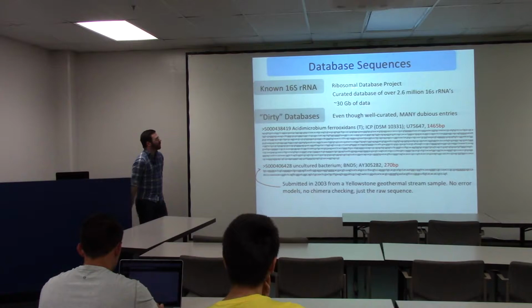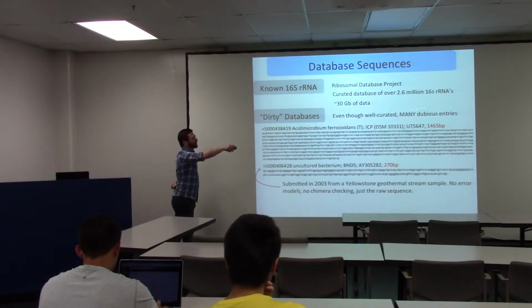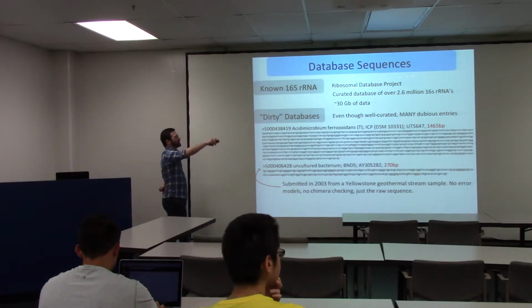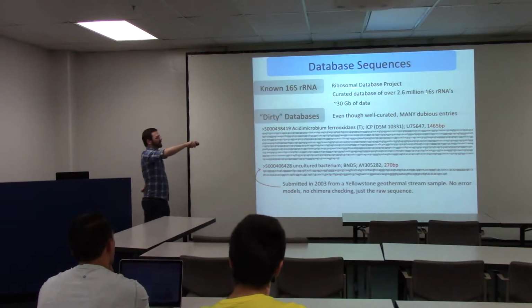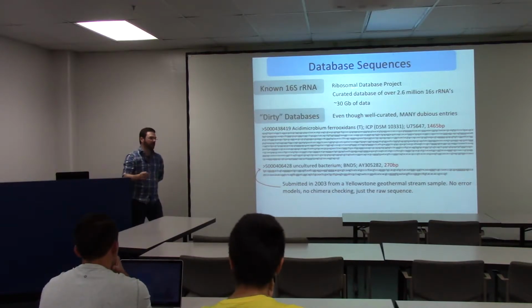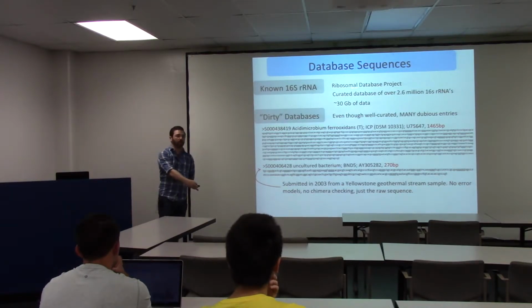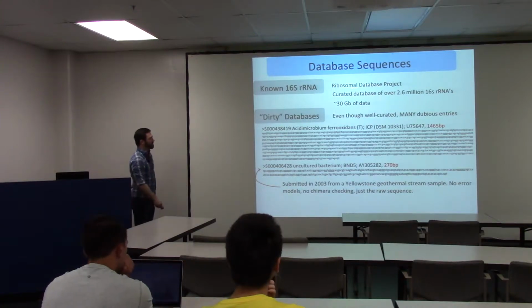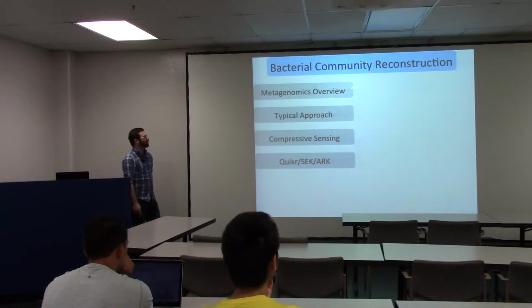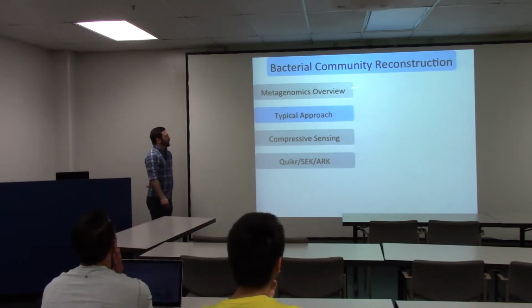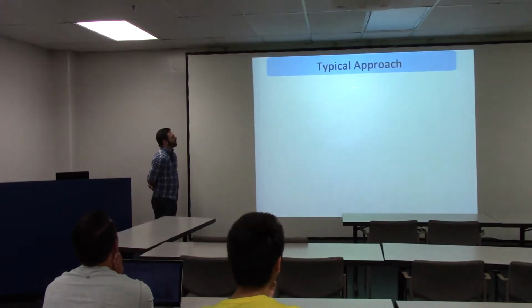Okay, so we're going to try to leverage this information, this large database of previously known 16S rRNA sequences, to answer the question of which bacteria are in my sample. Okay, well, we are flying through, which is fine. Typical approaches: what do people usually do?